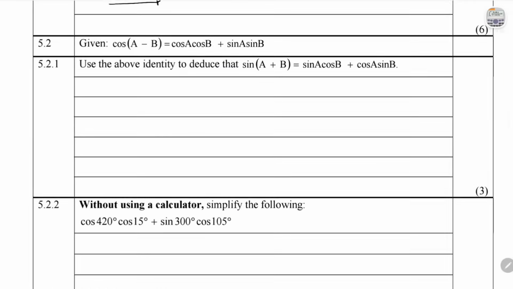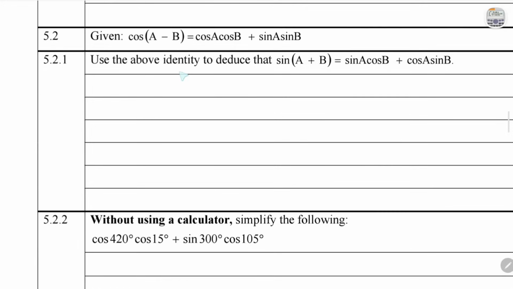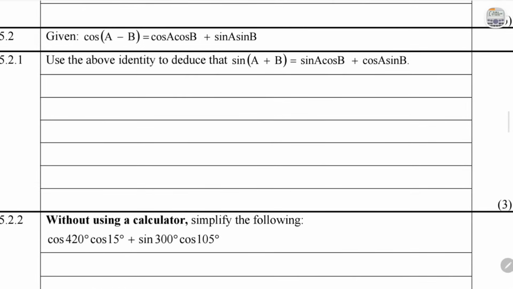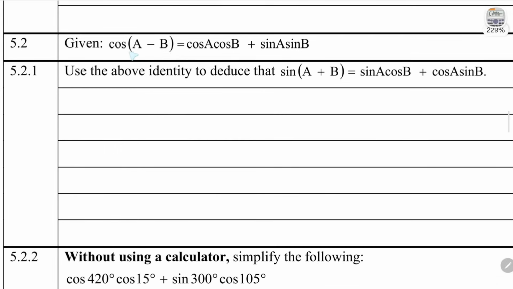Question 5.2 says, given cos(a minus b) equals cos a cos b plus sine a sine b, we need to use the above identity to deduce that sine(a plus b) is equal to sine a cos b plus cos a sine b. This is a question that shows up a lot. We're really just using the idea to derive a formula for sine(a plus b). So here's how we can look at this.